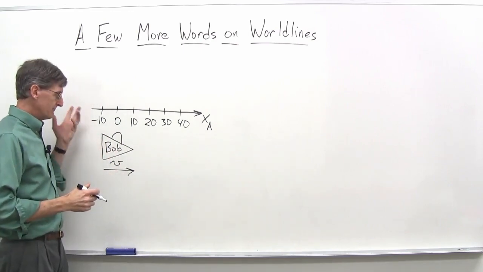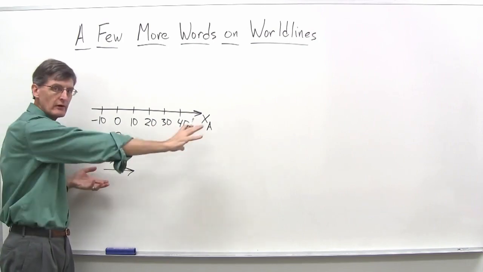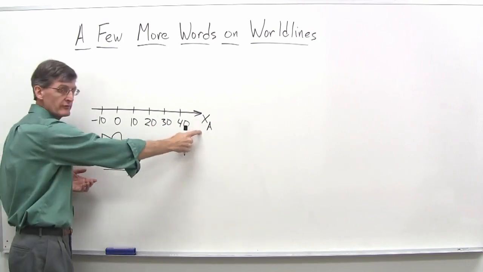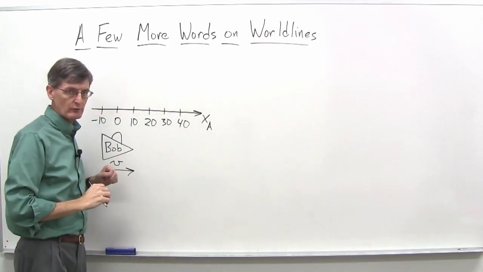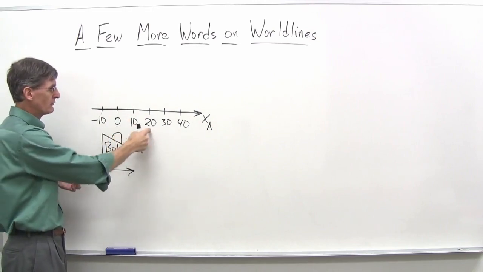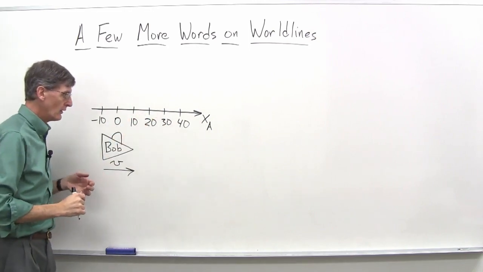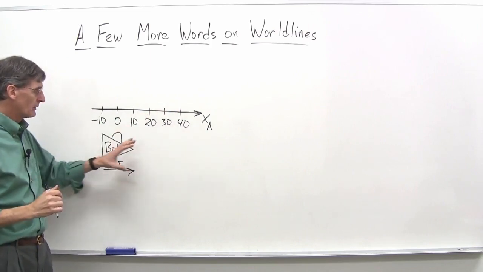So again, let's imagine a situation. We've got Bob in his spaceship traveling at velocity v here. Here's Alice. Alice is doing the measuring. This is her lattice of clocks, her measuring stick, as it were. We've just chosen different units here: minus 10, 0, 10, 20, 30, 40 on her measuring lattice. So here comes Bob along.